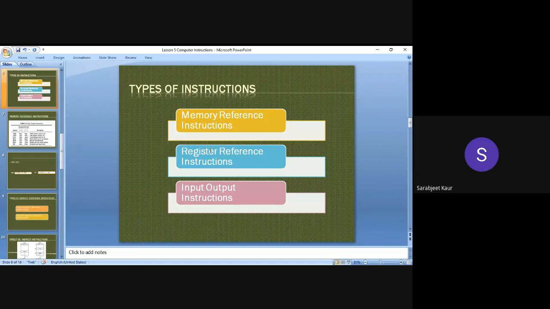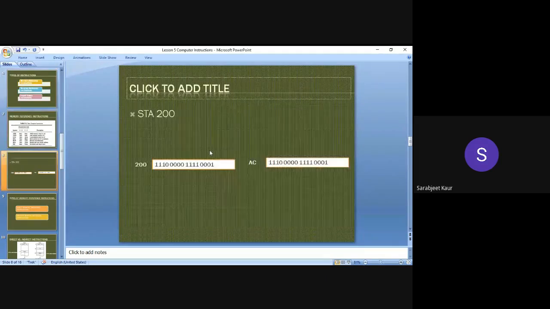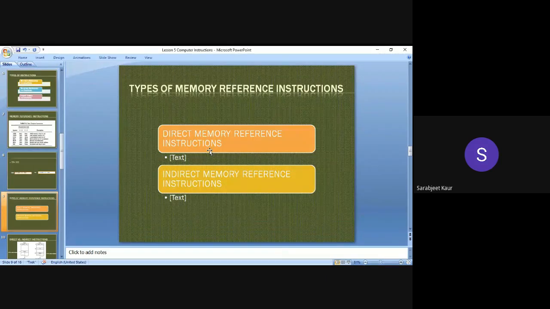Today, we have just learned what the different types of instructions are, and we have broadly seen and named some of these instructions: the memory reference, the register reference, and the input output instructions. Another very important thing that we've seen today is how to distinguish between a direct and an indirect memory reference instruction. Is this okay? Is it clear, students? Yes, ma'am.